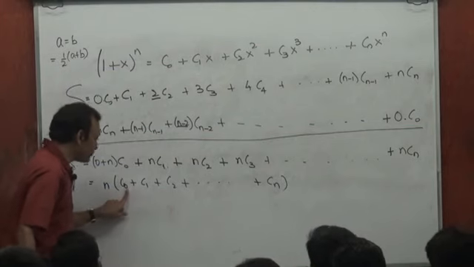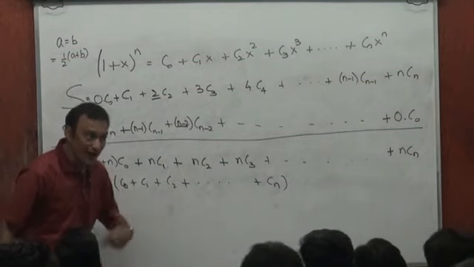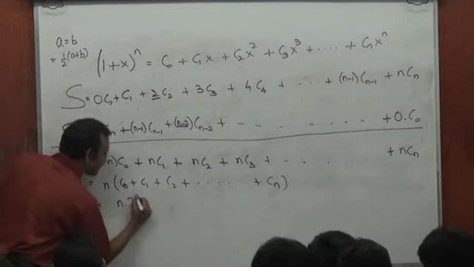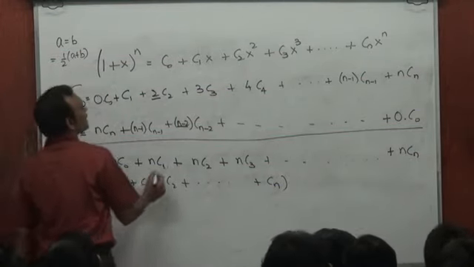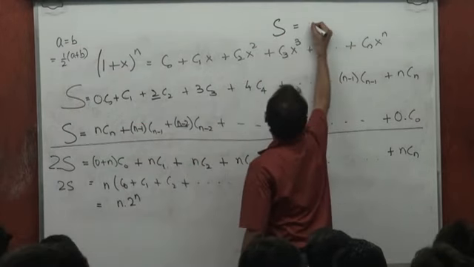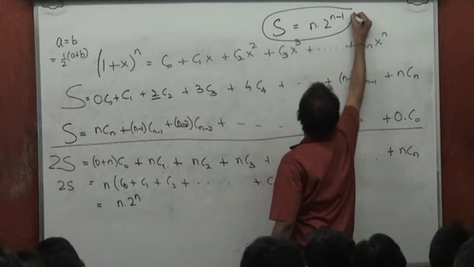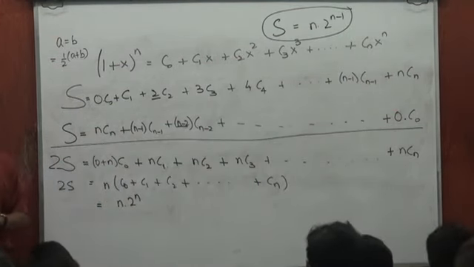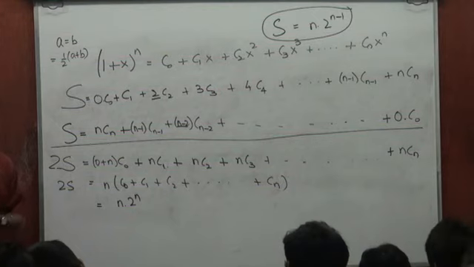Have we been able to work this out? C0 plus C1 plus C2 plus up to Cn is 2 to the power n. So 2S is n into 2 to the power n. S therefore must be n into 2 to the power n minus 1. Summation r·Cr is n into 2 to the power n minus 1. A very, very important and commonly used relationship.